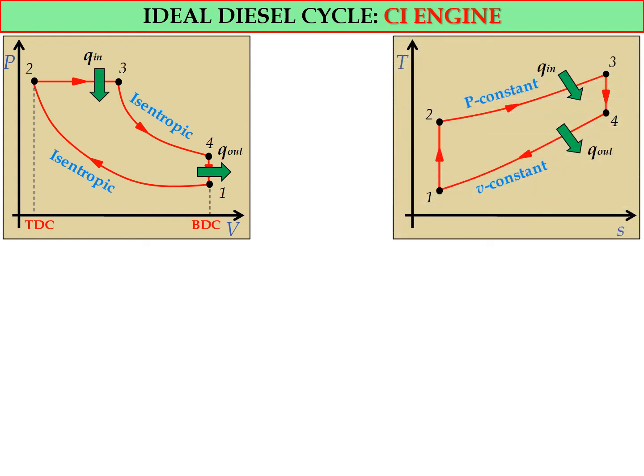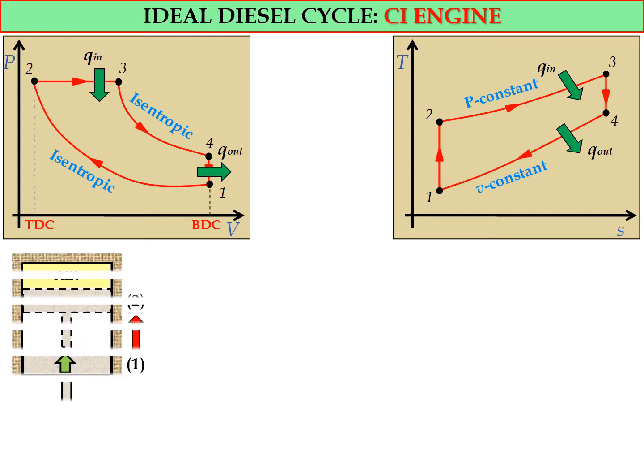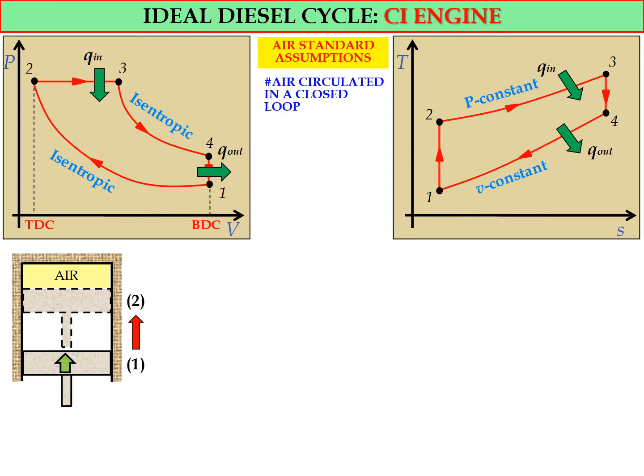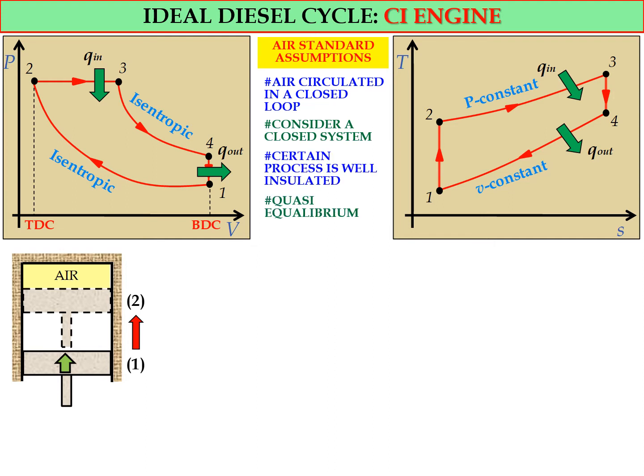And this is the TS diagram. As I mentioned earlier, process 2 to 3 is constant pressure heat addition, and we have constant volume heat rejection from process 4 to 1 in the TS diagram. And this is the first process of the piston movement. By using the air standard assumption, the air circulates in a closed loop, so it is considered a closed system, and certain processes are well insulated, and it is in a quasi-equilibrium process.